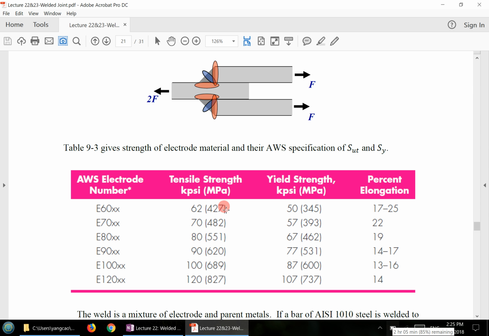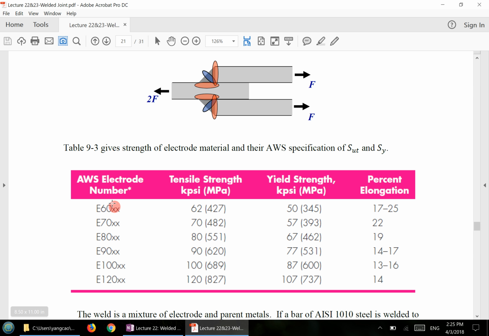They give you different strength properties for different electrodes, with certain numbers. The first two numbers are the most important numbers that you should care about. 60 here refers to the tensile strength, which is the SUT value. And the second column is the yield strength, which is the SY value. It's just the first one that is slightly different. 60 here is actually 62, but the rest of them are 70, 80, 90, 100, 120. You see the SUT is exactly the first two digits here, right? So that's the electrode.